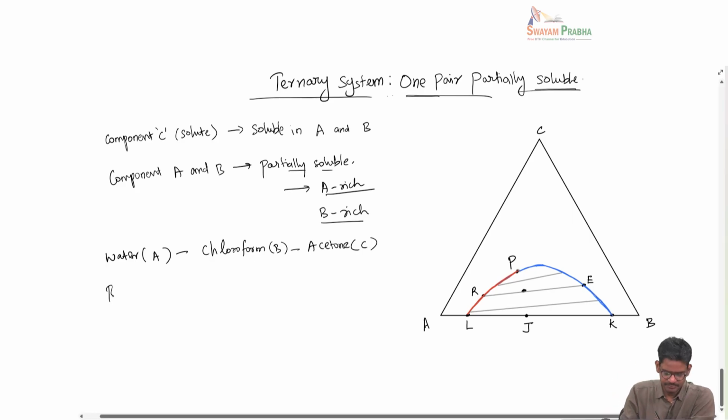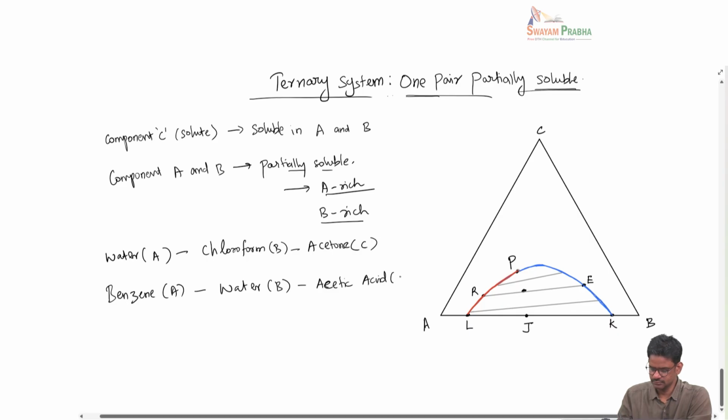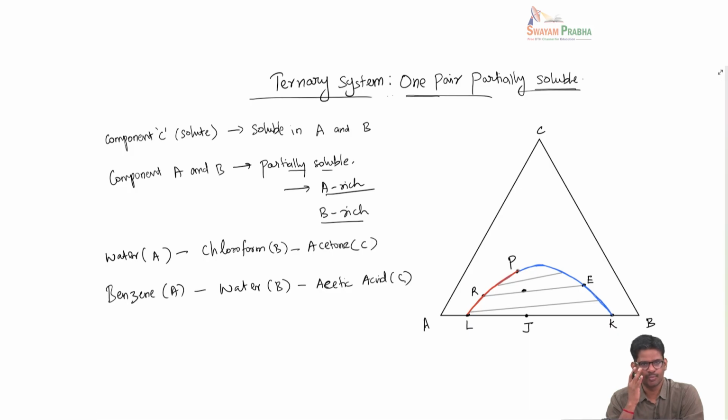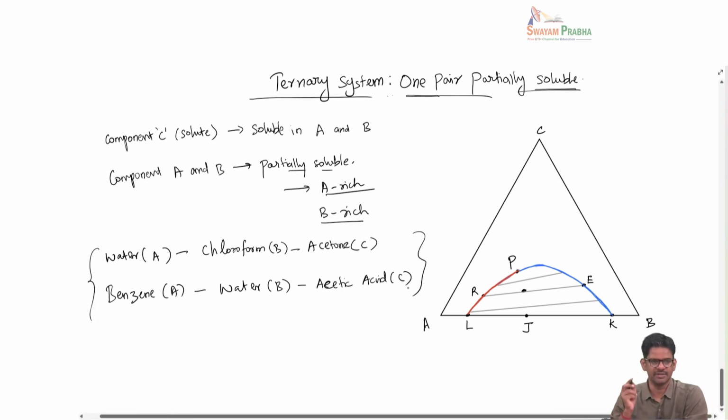Another example, benzene, water and acetic acid. So in this ternary mixture, acetic acid is a solute which is soluble in benzene as well as water at all proportions. However, benzene and water are immiscible, but they have a very small amount of mutual solubility. So you can think of these as experimental systems that show this one pair partially soluble.